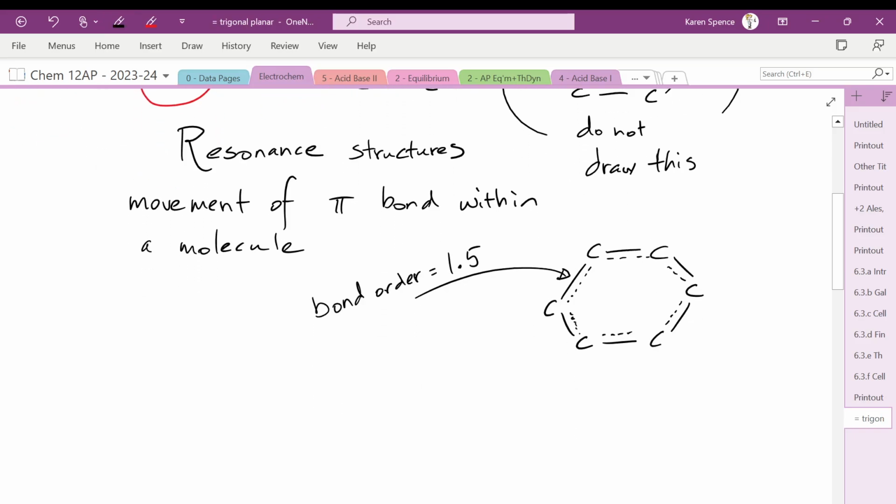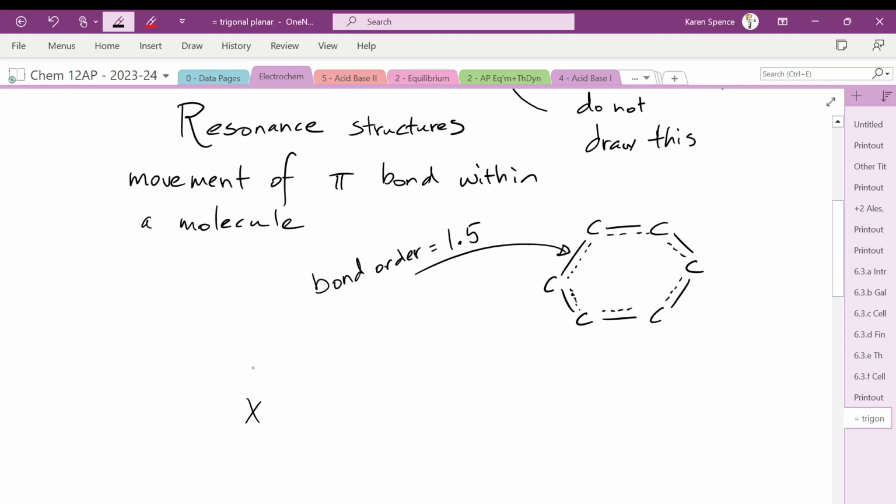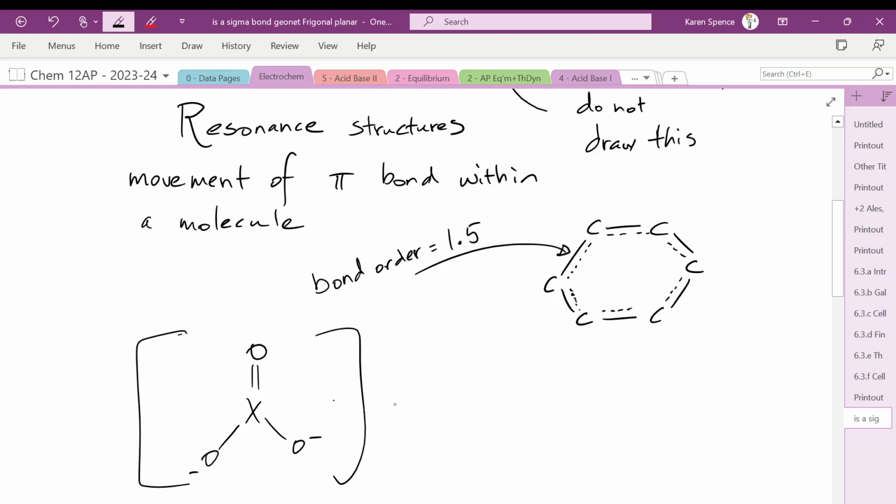Yes? Now what if we had something like that? That would be a 1.3 bond order. Yes, because we would get resonance, like let's just say this is a negative here. Okay, 2 negative. It would resonate here. Oh, I'm making it carbonate. Look at me make it carbonate. Okay. Yes?